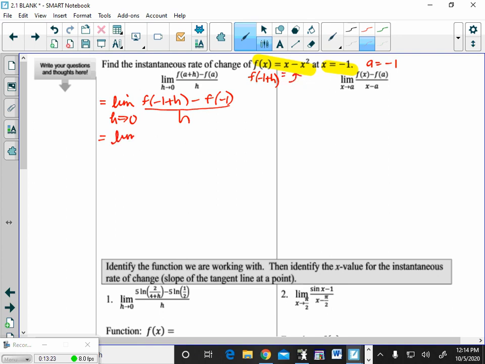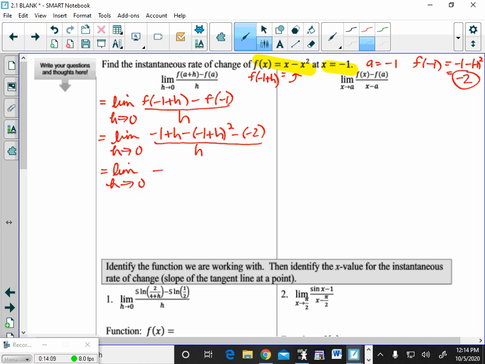So, keep writing this limit. So f of -1 plus h is -1 plus h, that's our x, minus -1 plus h all squared, that's our x squared. Now, let's subtract f of -1. So f of -1, if we would put -1 in here, it would be a -1 minus a +1, a -1 squared. So that would be a -2. So minus a -2 all over h. Let's simplify.